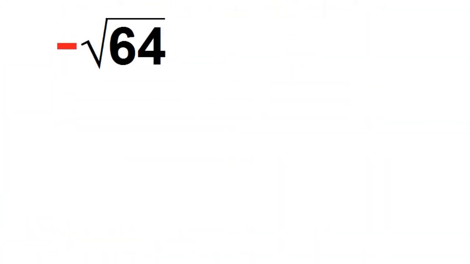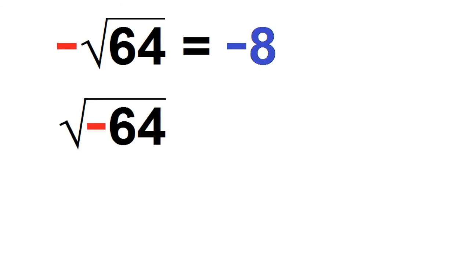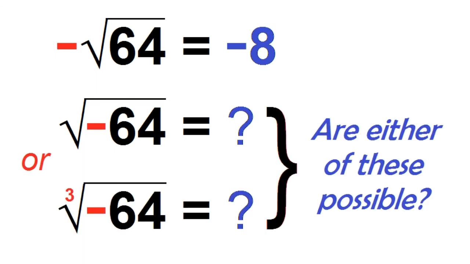That's it for today, guys. We've only barely touched the surface of square roots, but this video is getting long enough as it is. So I'll just leave you with this question, which I'll answer in my next video. We know that the negative square root of 64 is -8. But what if we have the square root of -64? Is that possible? If not, what about the cube root of -64? Is that possible?